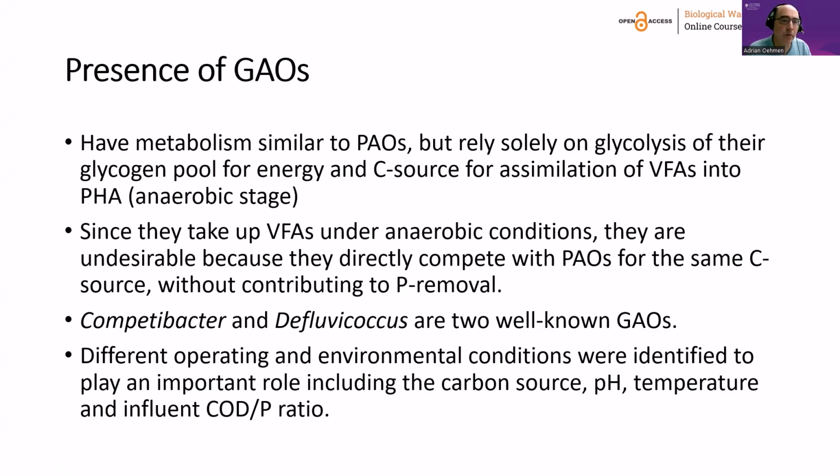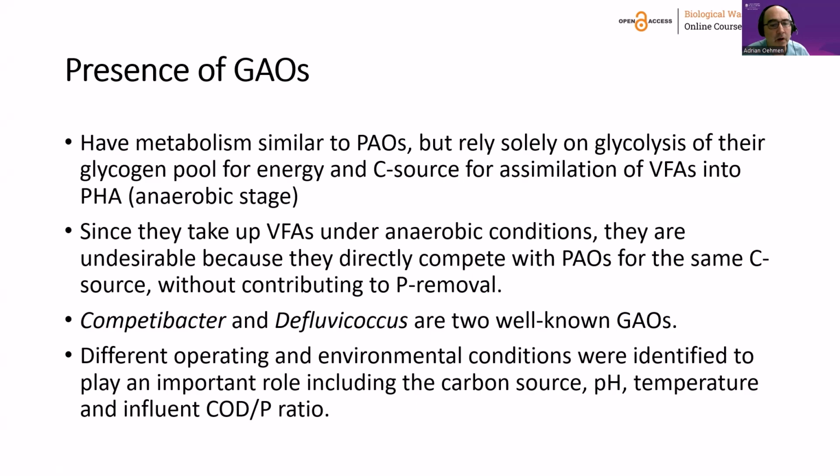Because these organisms take up VFAs under anaerobic conditions and don't contribute to phosphorus removal, they're basically considered to be undesirable organisms because they can compete with PAOs for that same carbon source. And if carbon source is limited, it can become problematic if GAO populations become too high and out of control. There has been a lot of work looking at GAOs, and Competibacter and Defluviicoccus are two well-known groups of GAOs that take up VFAs such as acetate or propionate.